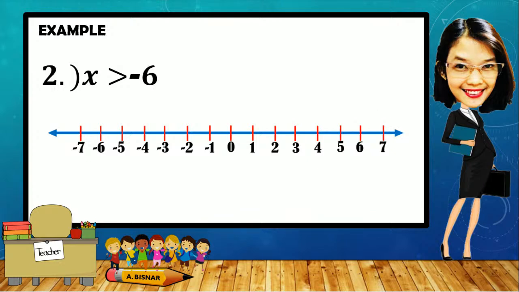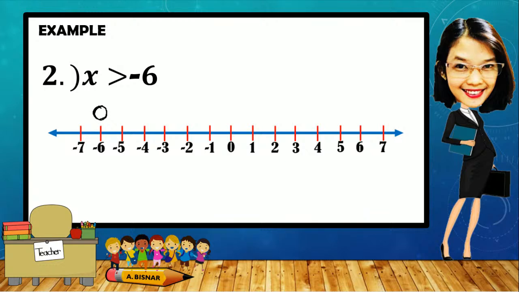Another, for number 2, x is greater than negative 6. So you have to identify first where is negative 6. So this is negative 6. Since this is just greater than, then you'll have to use circle with no shade because negative 6 is not part of the solution, which means negative 6 is excluded, hindi kasali. Now, what's next? Since it is greater than, then we have to identify those numbers that are greater than negative 6. Mga number na mas malaki sa kanya.